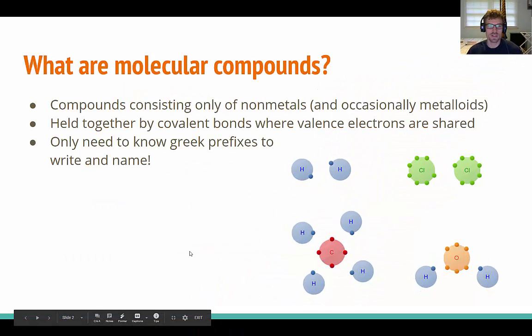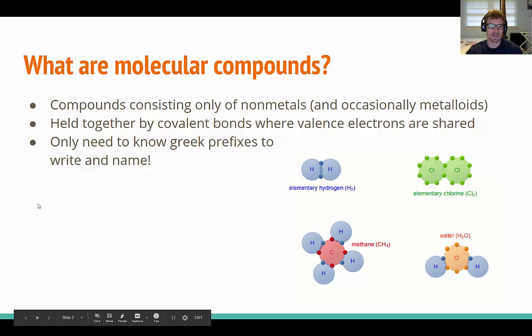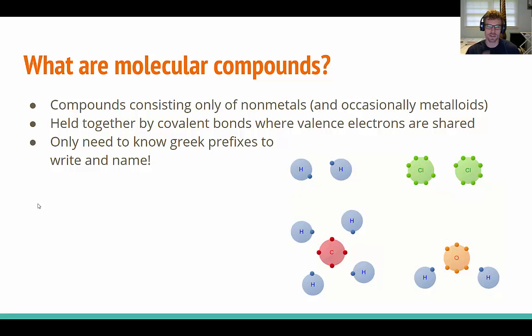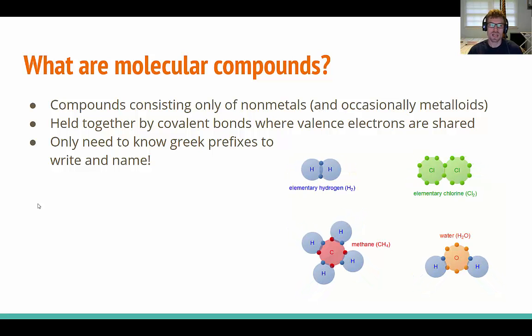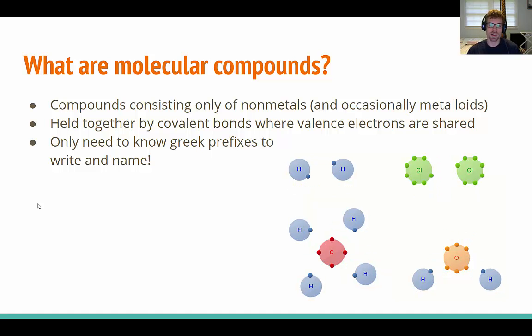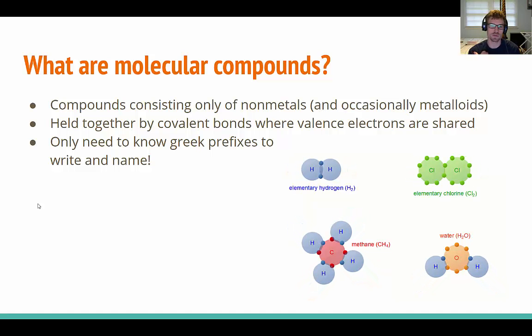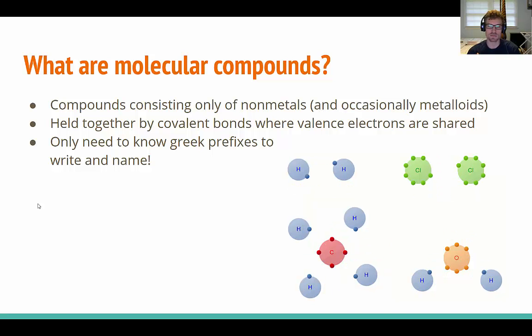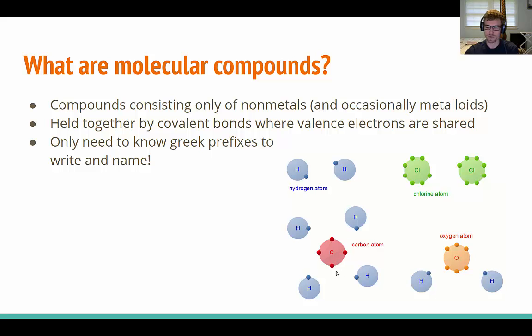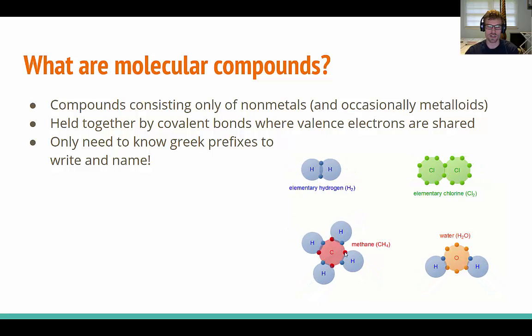Just as a quick reminder, molecular compounds are compounds consisting only of nonmetals and sometimes metalloids. Remember, metalloids are the ones found right along the staircase, and they are held together by covalent bonds. And remember, in a covalent bond, valence electrons are being shared between the different elements, between the different atoms. It's not that we're creating ions by transferring electrons. Okay, so remember these GIFs where we have the electrons being shared in order to get full outer energy shells.